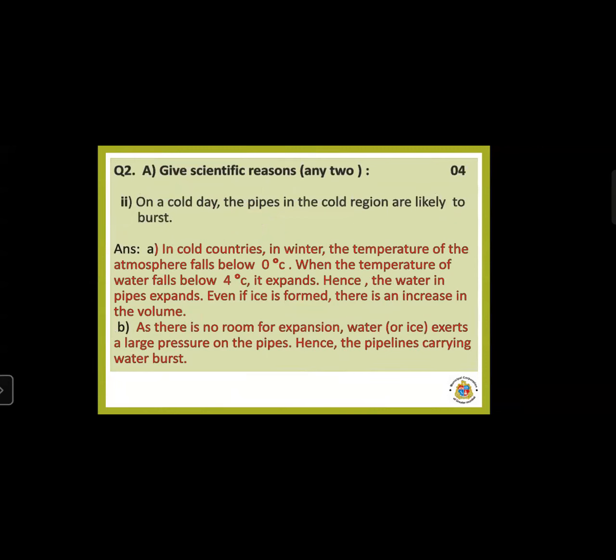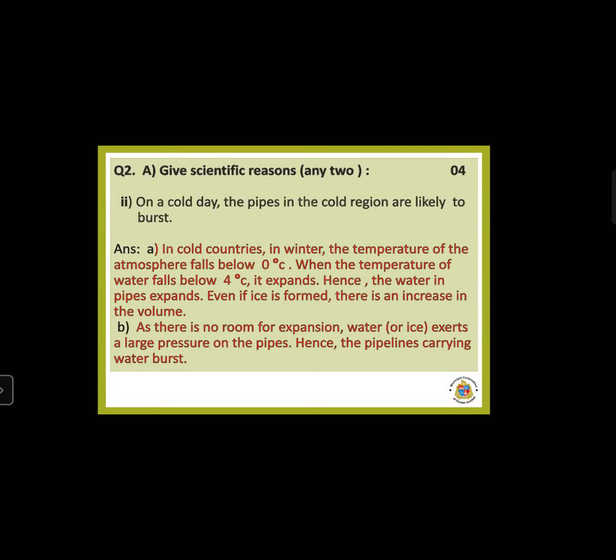The second question, of scientific reason, is: on a cold day, the pipes in the cold regions are likely to burst. You must have seen that if you keep some bottles in the freezer, they also get cracks. If you remove that bottle, you will see the cracks. Now why? Because on a cold day, the pipes in cold regions are likely to burst.